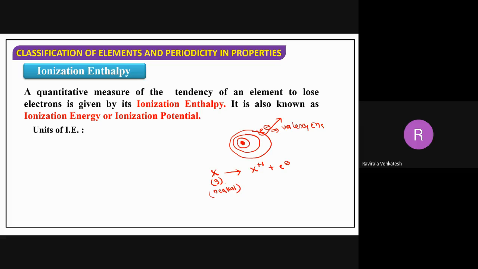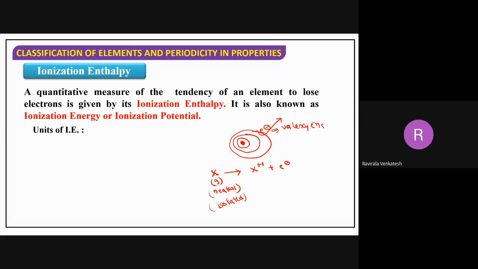So what can I change the definition to now? The amount of energy required to remove an electron from a neutral gaseous isolated atom. A neutral gaseous isolated atom is called what? Ionization enthalpy. The amount of energy required to remove an electron from the outermost shell, the most loosely bound electron.